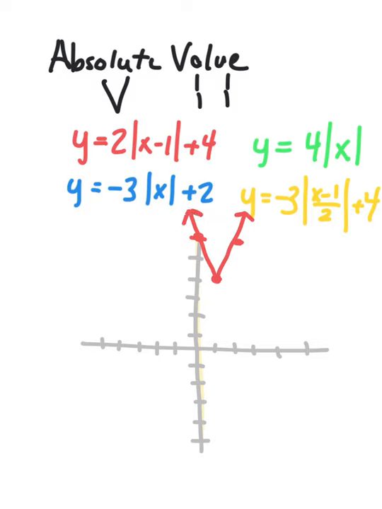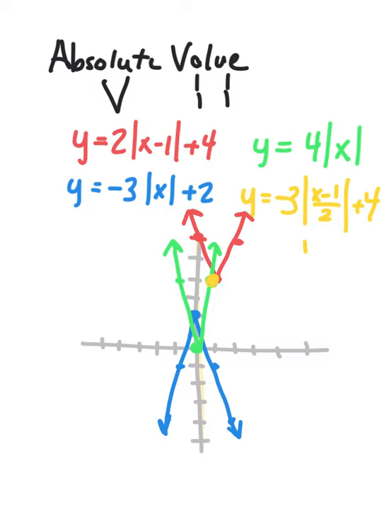The one in blue is not moved left to right at all, but it's moved up 2. And it's over 1 down 3. And over 1 down 3, opening downward. The green one is not moved left or right. It's not moved up or down. It is right at the origin. And then it's over 1, up 4. So stretched vertically there by 4 times. Very skinny looking V. And then the yellow graph is moved right 1 and up 4. Right 1 and up 4, which was about right there.